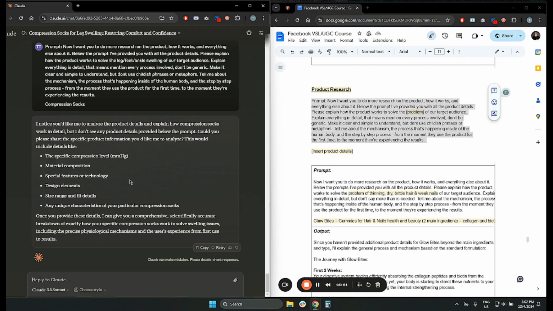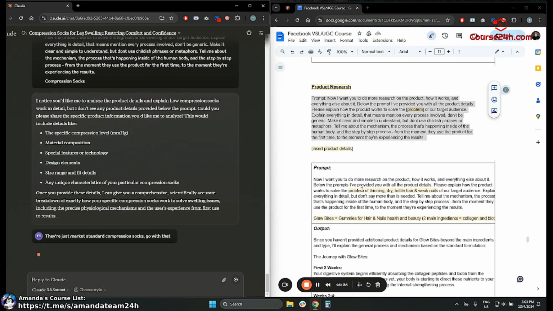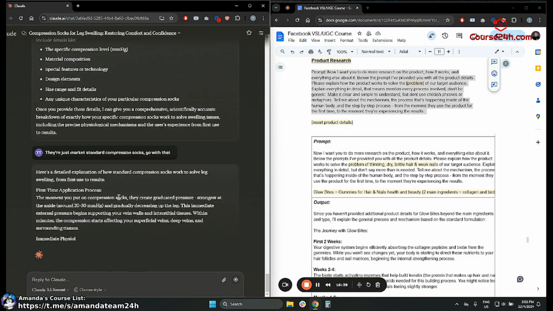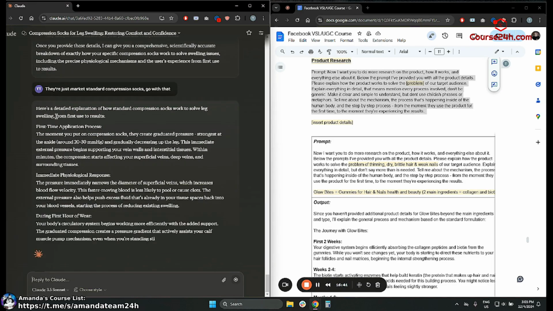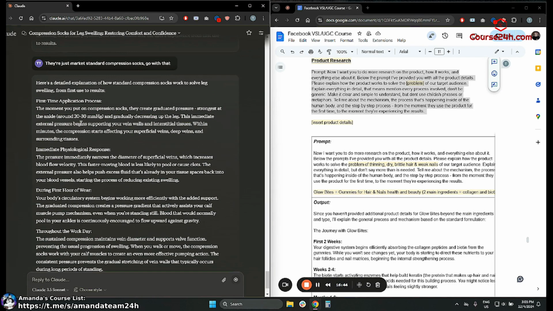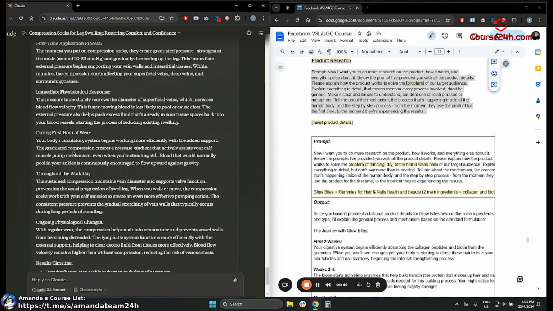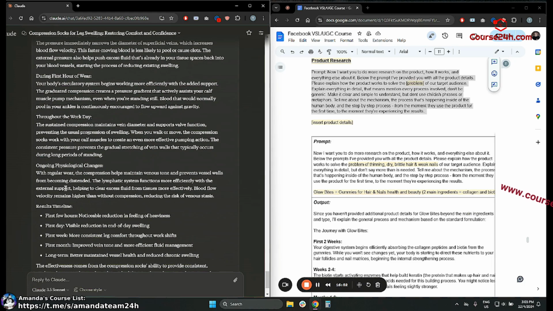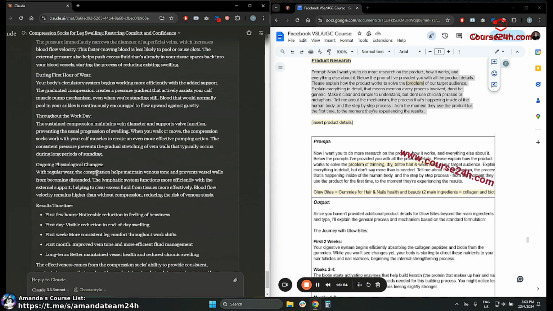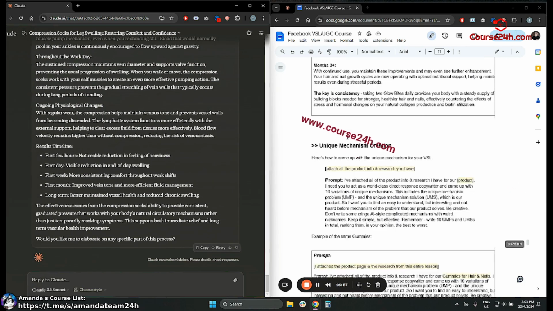So here it basically asks me for more details. I'll just say they're just market standard compression socks. Go with that. So here it basically breaks down the first-time application process, the immediate physiological response during the first hour, throughout the workday, ongoing physiological changes, and the results timeline.